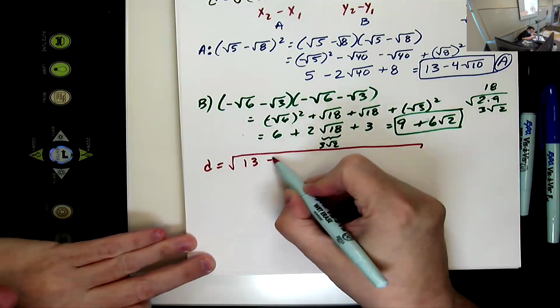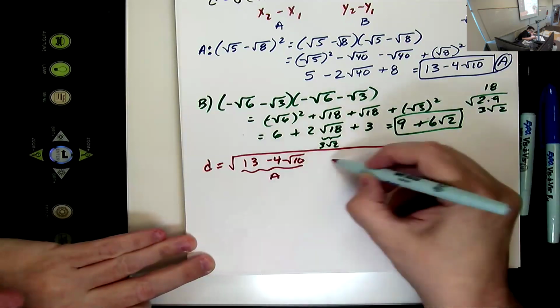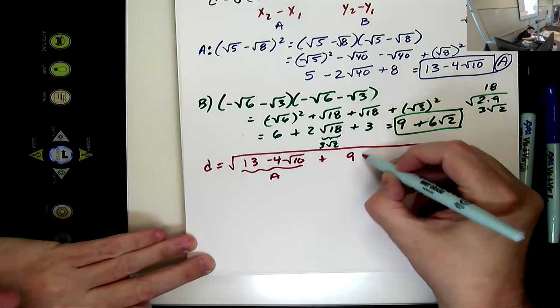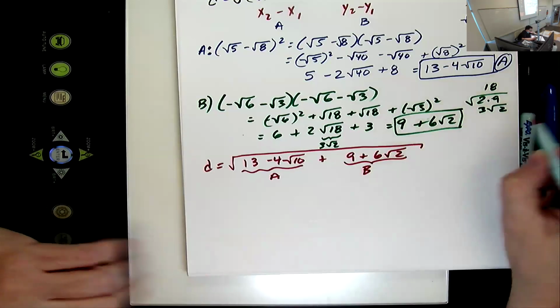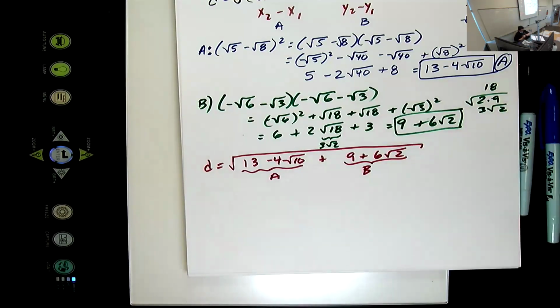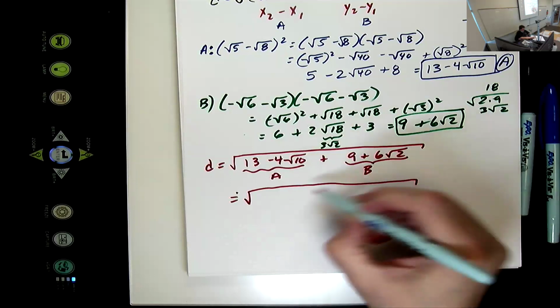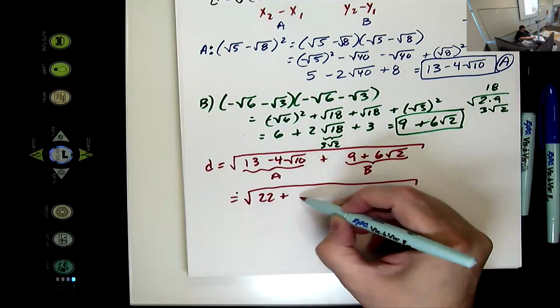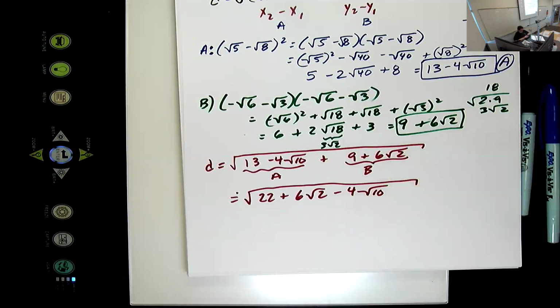A was this. That's B. There's no real pretty answer to this. I mean, we could combine the 9 and 13 and get 22 plus 6 root 2 minus 4 root 10. But I don't know that it helps.